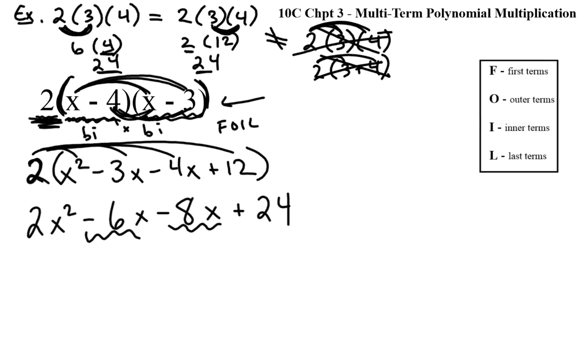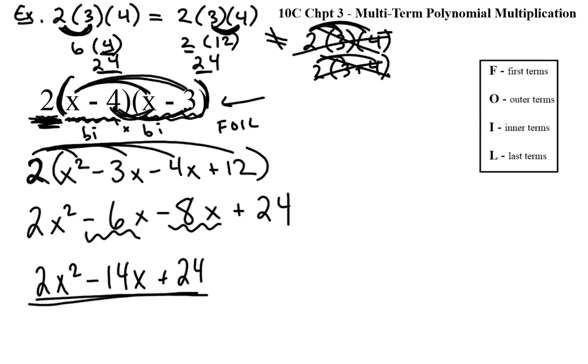Combine your like terms. 2x squared minus 14x plus 24. There's your final product. Multiply 2 of the factors and then multiply the third.